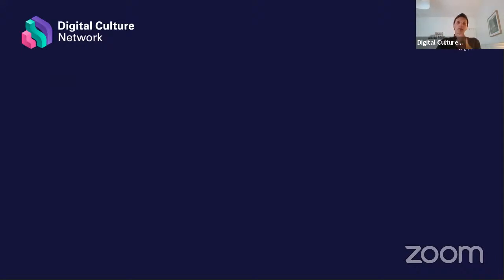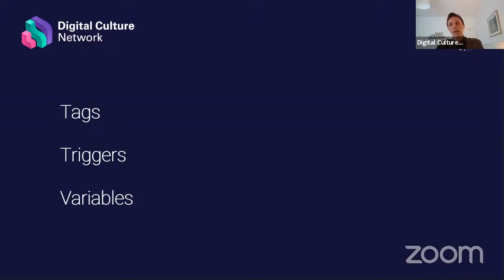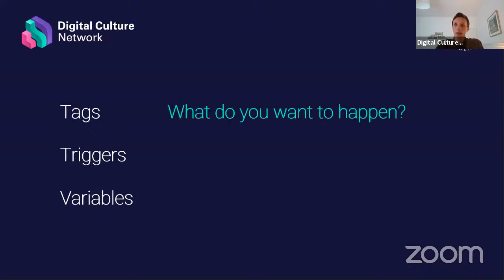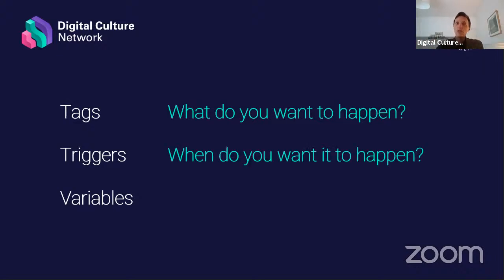So Google Tag Manager, in the back end and the interface and the tags and things, is made up of 3 key elements: tags, triggers, and variables. So tags, well, what do you want to happen? It might be running a bit of script. It might be putting a cookie notice bar on my website, things like that. What do you want to happen? Triggers is when do you want it to happen?